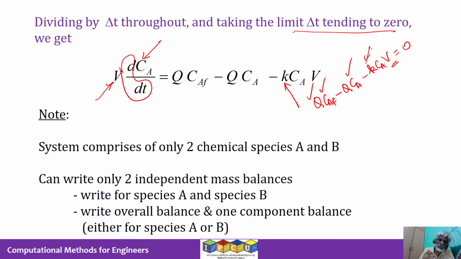As a final note, the system comprises two chemical species A and B. You can therefore write only two independent mass balances. You can write it for species A and species B, or you can write the overall balance and one component balance, either for species A or B. This is what we adopted here. We wrote the overall balance by saying the inlet flow rate is equal to the outlet flow rate, assuming constant density and so on. Once that was done, we had to write only one component balance.